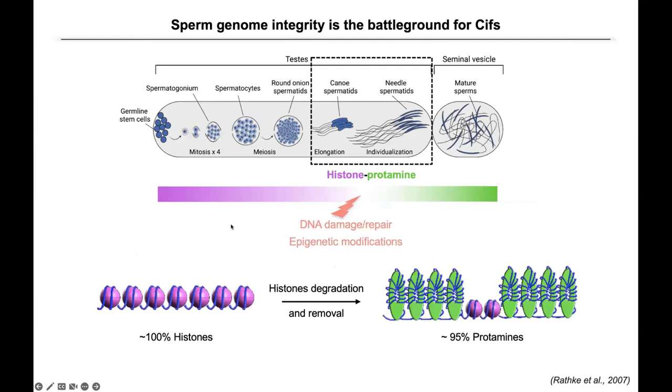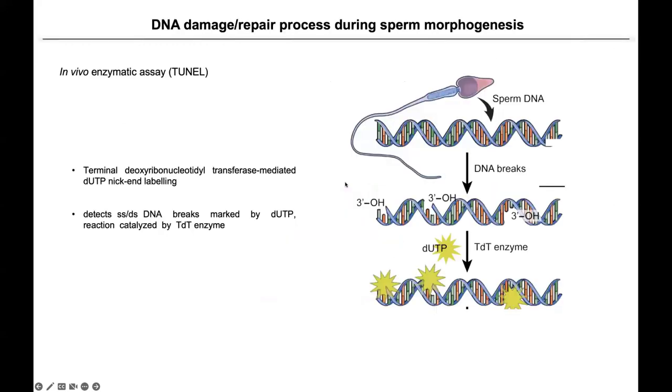And for in situ detection, we looked at this process again. We know that DNA damage happens here. So if CIFs have the capability to cleave DNA substrate in vitro, can they actually cleave sperm DNA in vivo? So we looked at this process, DNA damage, which happens at the canoe stage. And to detect that, we used a TUNEL assay.